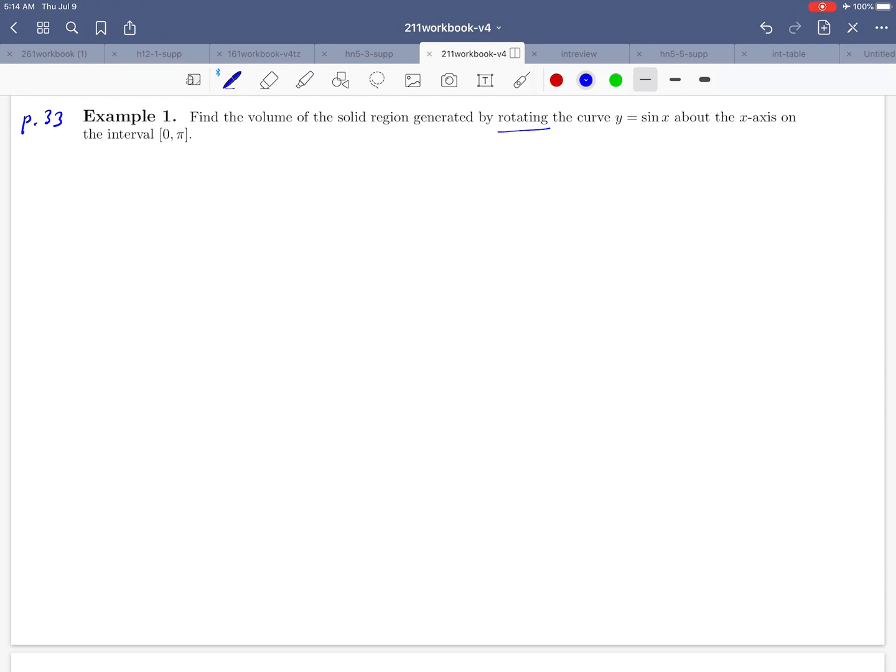Now the first time that you see a problem like this, it takes a couple of minutes maybe to wrap your head around it and really see what this is asking. So let's draw a picture together here. Sine of x between 0 and pi, that's like half of a period of the sine function. So it kind of goes up and comes back down over at pi here. All right, and they're asking us to rotate that curve about the x-axis.